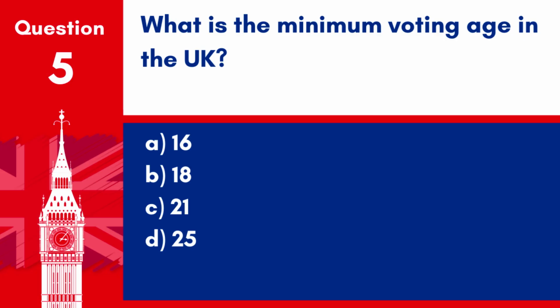Question 5. What is the minimum voting age in the UK? A. 16. B. 18. C. 21. D. 25. Answer: B. 18. The minimum voting age in the United Kingdom is 18.